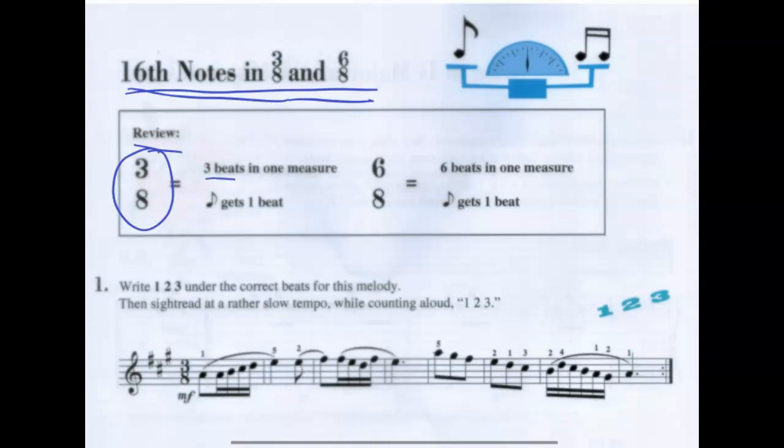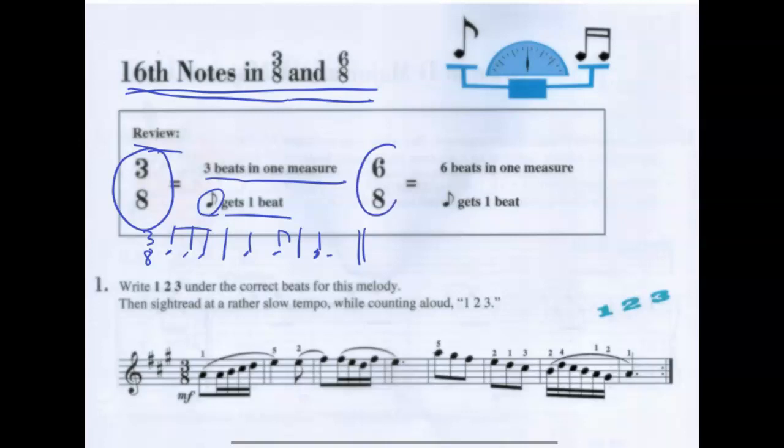3/8 means 3 beats in one measure, and the 8th note gets 1 beat. So it's like this. You have to group 3 eighth notes together. You've probably seen this while playing piano or any instrument, like ta ta ta, 1 2 3, 1 2 3. Okay, this is just an example of 3/8.